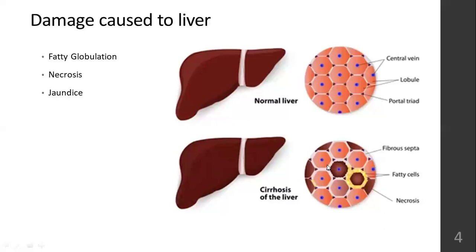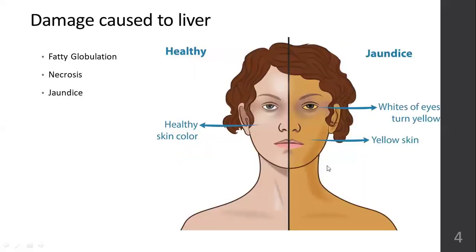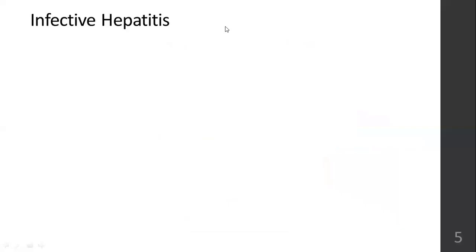So is it clear to all regarding the types of damage that happens to your liver? Yes, hepatocytes will regenerate.